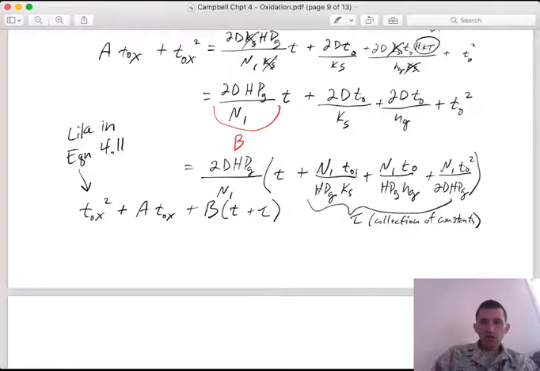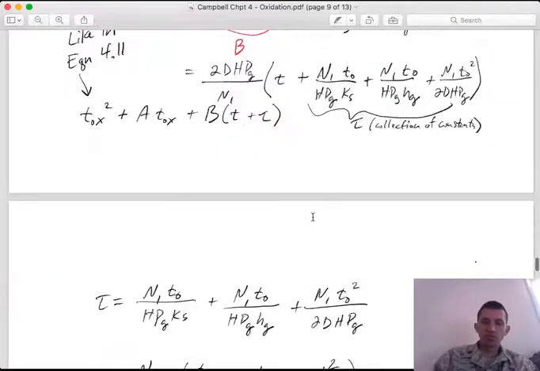And then all of the constants here, this initial oxide layer thickness is also a constant. So I have this huge collection of constants here. I'm just going to collect those together and call it tau. Now I have Tox squared plus A times Tox equals B times T, which is time, plus tau. There's a lot of constants buried in there, and these constants come from our expressions that we used to build this model.